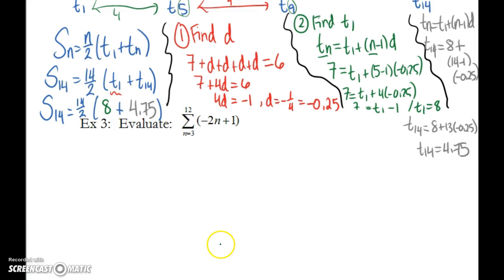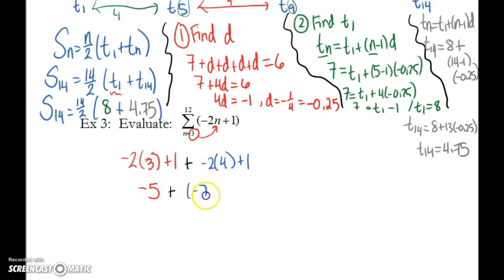Now, sigma means to add up, so we're going to be adding up a bunch of terms. And how do we find out the terms that we're adding? We're going to take this number 3, that's our starting value for n. We're going to plug it in. We're going to continue to plug in increasing values for n until we get to 12. So we have negative 2 times 3 plus 1, so that's negative 5. That's our first term. And then we can plug in the next number up from 3, which is 4. So negative 2 times 4 plus 1, and that is negative 8 plus 1, so negative 7.